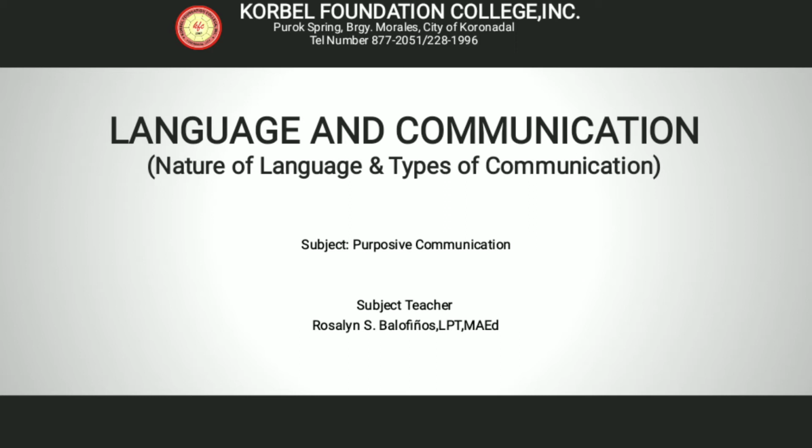So, our first topic for the prelim will be language and communication. So, let's start with defining what is language and what is communication. And in this topic, there will be two discussions. First will be for the nature of language. Second is the types of communication.